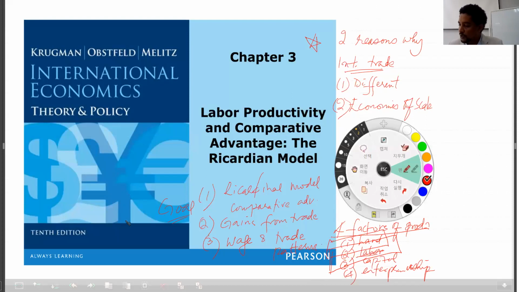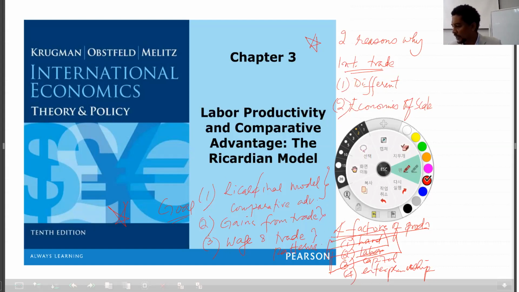And the third thing I want you to know is the goal of this chapter. First is to know about the Ricardian model and comparative advantage. Second is to know about the gains from trade. Third is to know about wage and trade patterns to understand the empirical evidence. So apart from this, there are so many details, so many mathematical computations, so I don't want you to worry about them. Just focus on these three objectives.